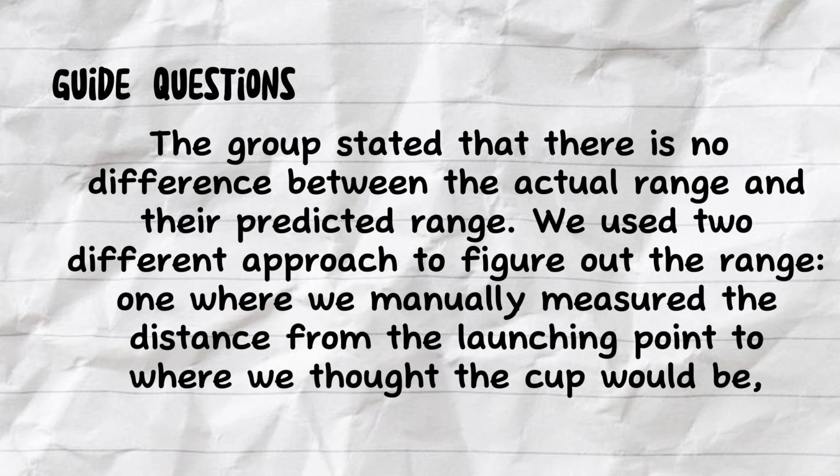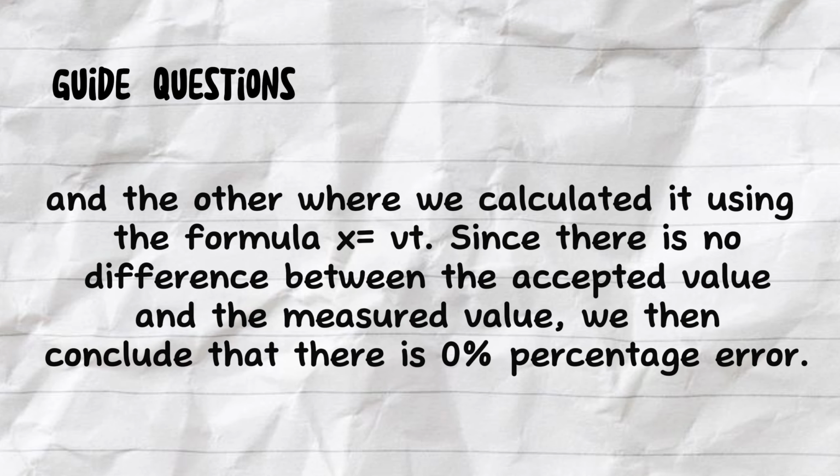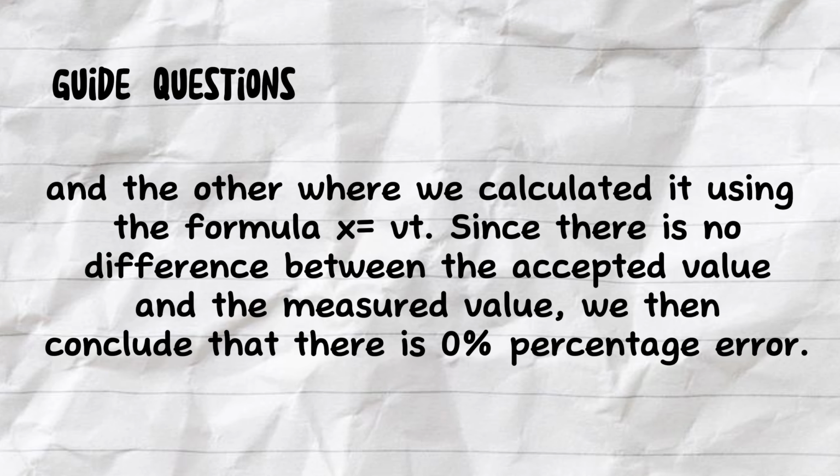The group stated that there is no difference between the actual range and their predicted range. We used two different approaches to figure out the range: one where we manually measured the distance from the launching point to where we thought the cup would be, and the other where we calculated it using the formula x is equal to vt. Since there is no difference between the accepted value and the measured value, we then conclude that there is 0% percentage error.